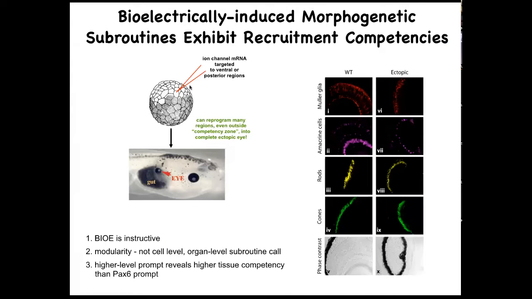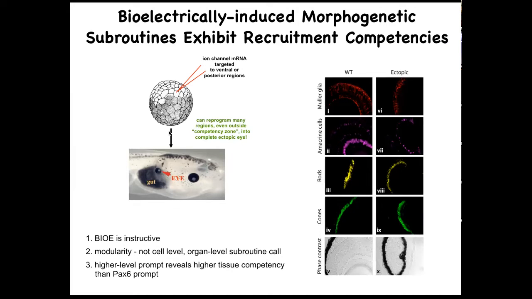First of all, here's an early frog embryo. And what we've done here is to inject some RNA encoding potassium channels. And what that RNA will do is set up a voltage, a local spot of voltage that looks just like that eye spot that I just showed you a minute ago on the electric face.